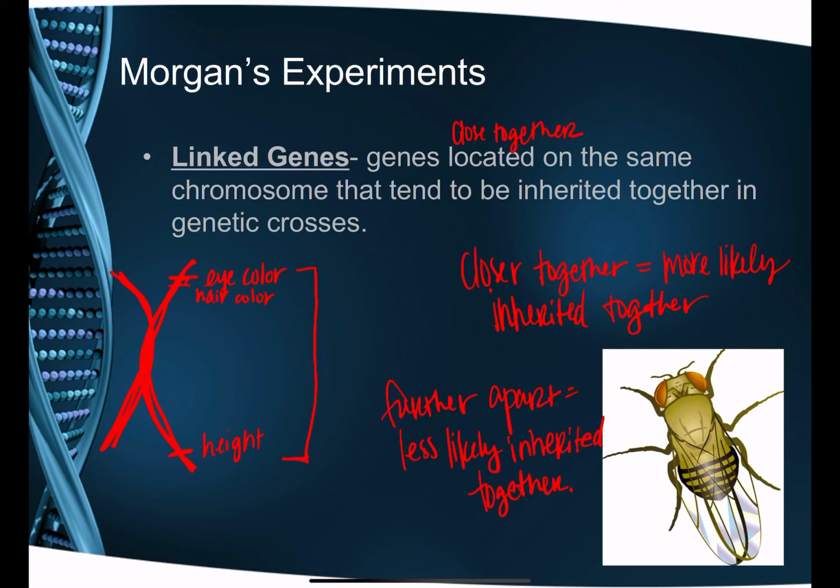Probably a pretty good chance there, right? Because they're very far apart from one another on the chromosome. So if we know that this chromosome is going to be split, and two pieces of it are going to be inherited separately, it's probably going to happen between eye color and height just because they're so far apart, right? Versus eye color and hair color are closer together, so it's less likely to be split because they're close together.